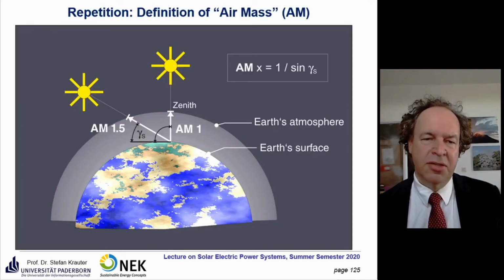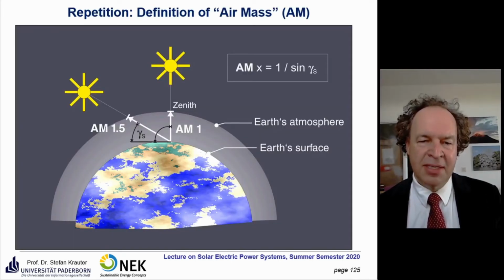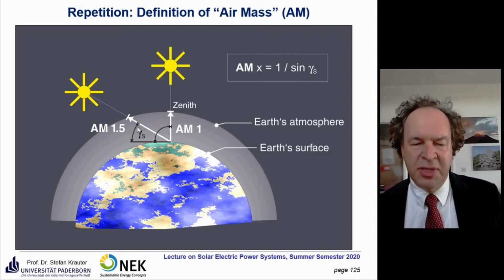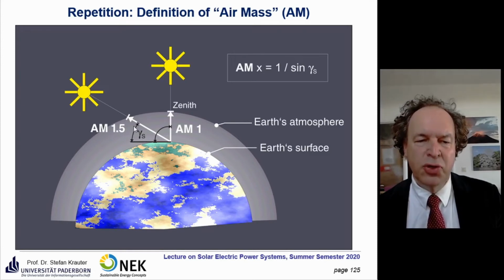Here again, just a repetition, the definition of the air mass. Here, the shortest way is perpendicularly through the atmosphere. This is called AM1. And if you have a certain elevation angle of the sun, gamma s, you have the formula 1 divided by the sine of gamma s. The standard test conditions are AM 1.5, and this usually occurs at an elevation angle of the sun of about 42 degrees.